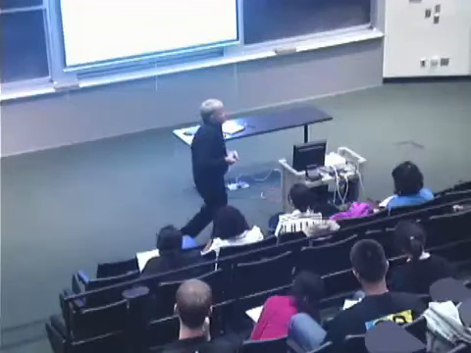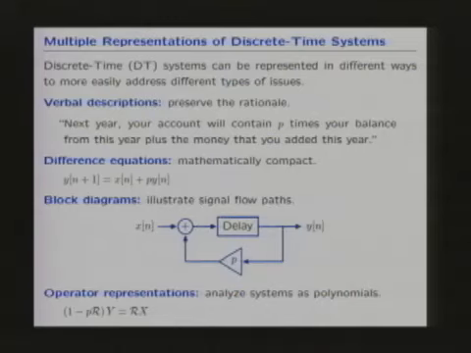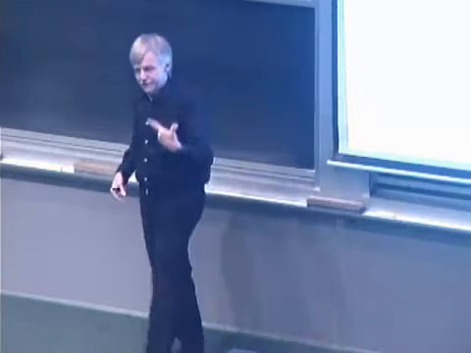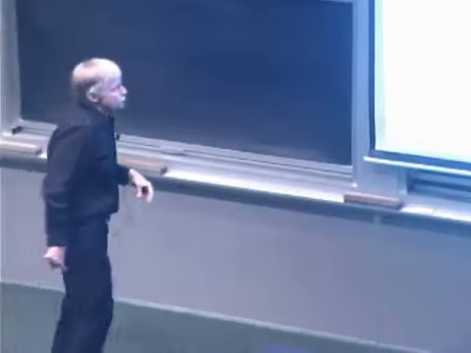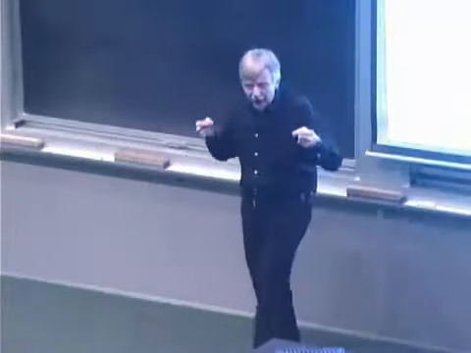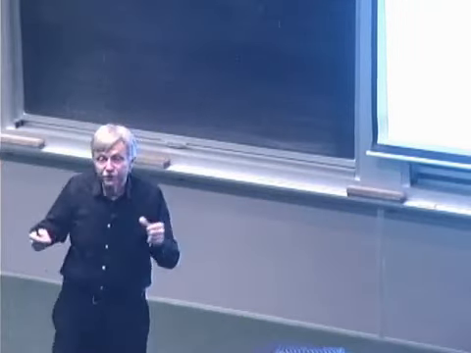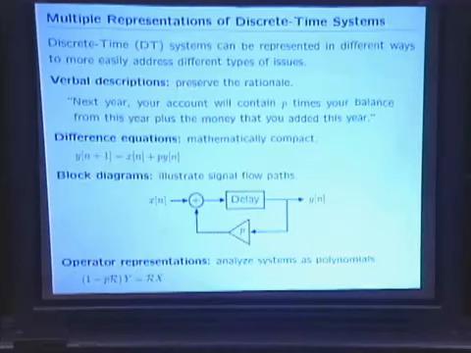Okay, so last time, the idea was to think through a different way, or in fact, several different ways, to think about discrete time systems. Today is a crash course to do the same thing in CT systems. For the last week, we've been looking at different kinds of representations for DT systems: difference equations because they're concise and precise, block diagrams because they let you visualize the signal flow paths, and operator expressions because they let you treat systems like polynomials.